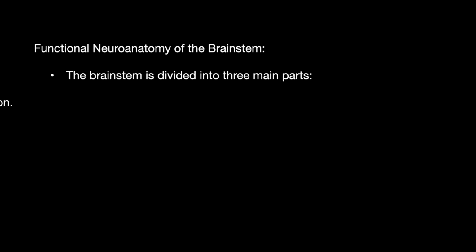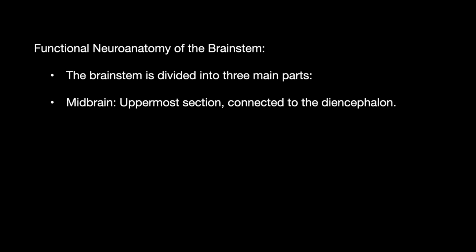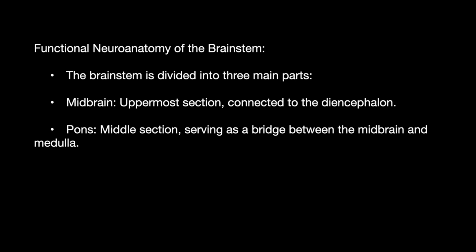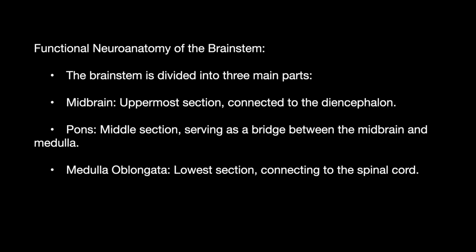So, coming first to the functional neuroanatomy of the brainstem. The brainstem is divided into three main parts: the midbrain, the uppermost section connected to the diencephalon; pons, the middle section serving as the bridge between midbrain and the medulla; medulla oblongata, the lowest section connecting to the spinal cord. This is the diagrammatic representation of the brainstem. The brainstem is composed of gray matter and white matter.